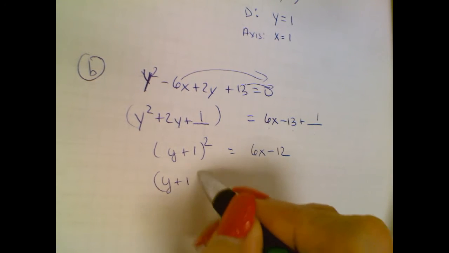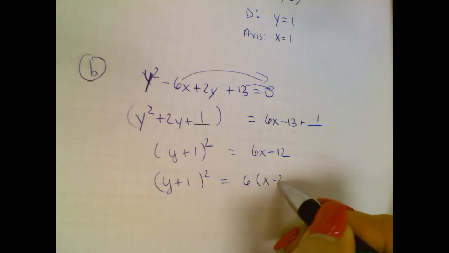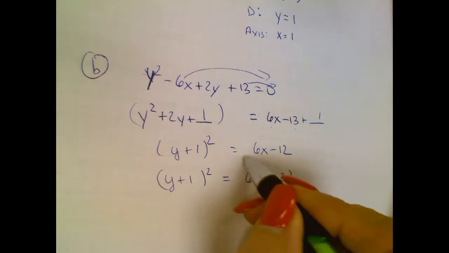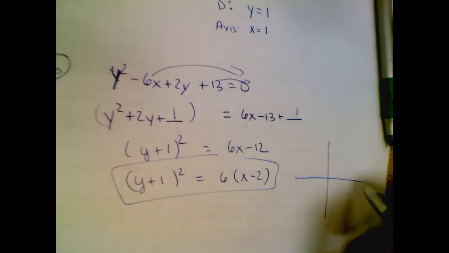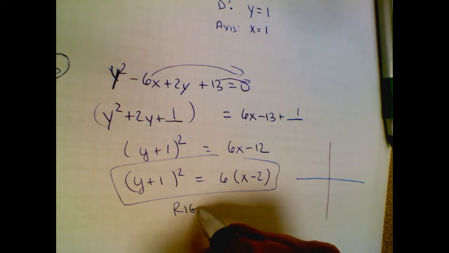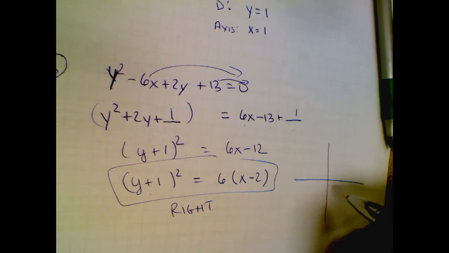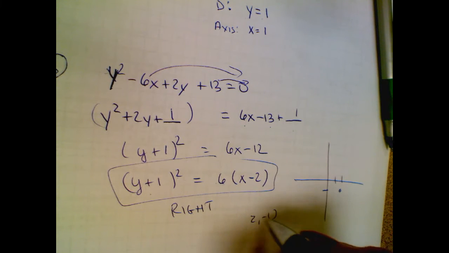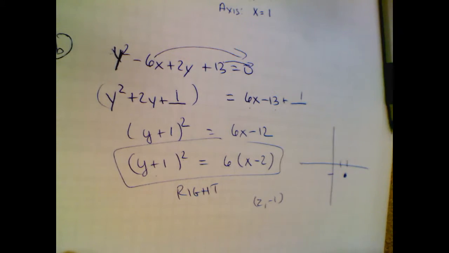Then the last step is to factor out your 6 because we want to make this a 1x. And this is ready. So what is the vertex? Well, it's going to open to the right because y is squared and this is positive. So the vertex looks to be 2, -1. That's right there. That's your vertex, and it's opening to the right.